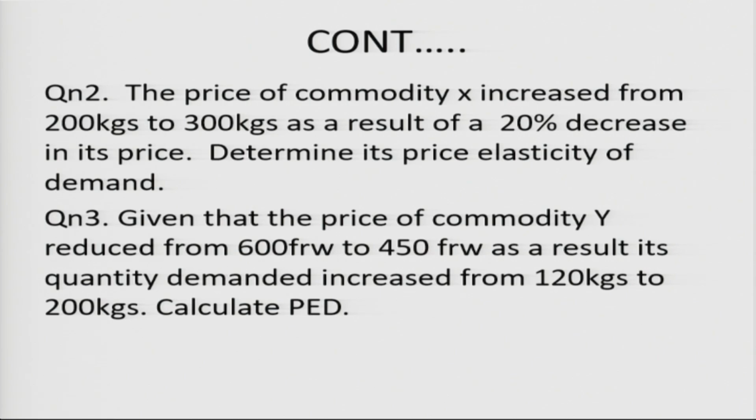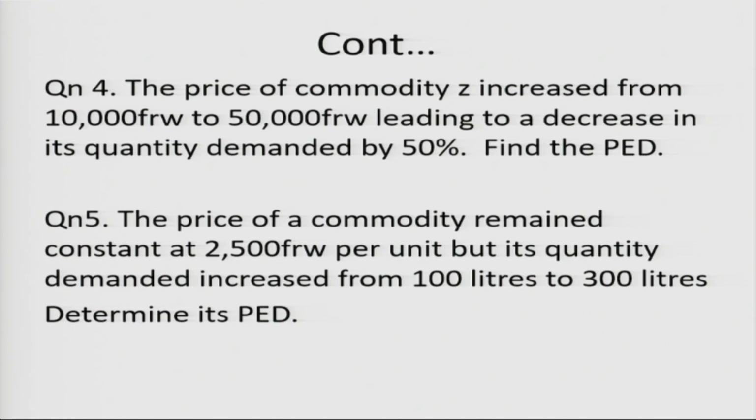Then if you have put that down, I have question 4 and 5. You also write them down. The price of a commodity had increased from 10,000 to 50,000, leading to a decrease in quantity demanded by 50%. Find PED. You have to first calculate a percentage change in price. Then question 5. The price of a commodity remained constant at 2,500 Rwandan francs per unit, but its quantity demanded increased from 100 liters to 300 liters. Determine its PED.